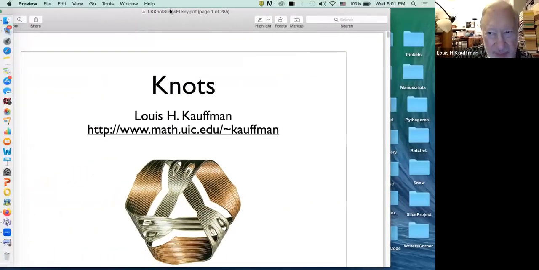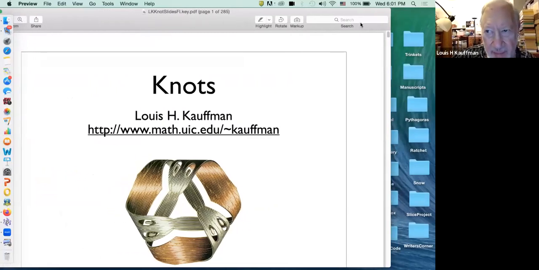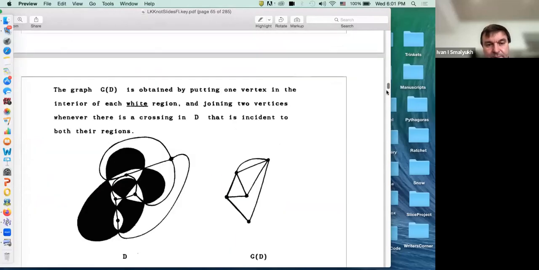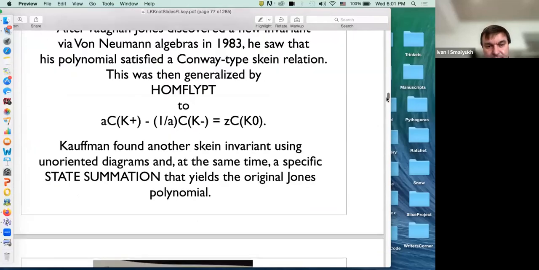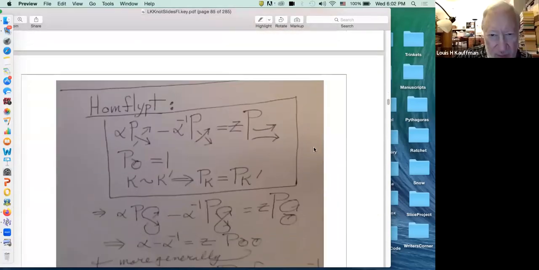You should be able to see my screen, and I need to move that to where we were. Just one moment here. So we were somewhere along here.